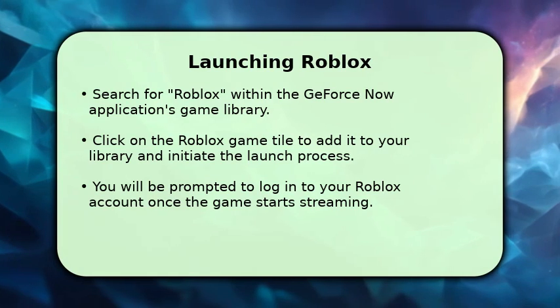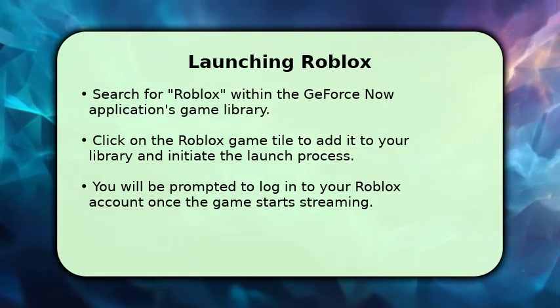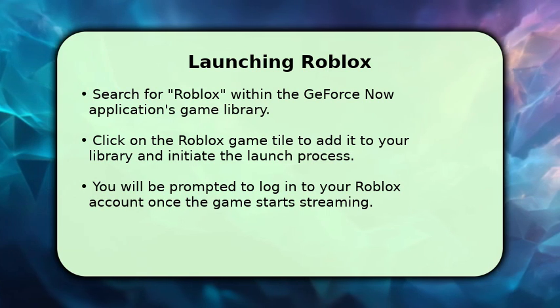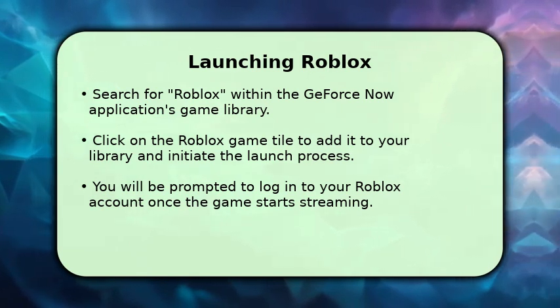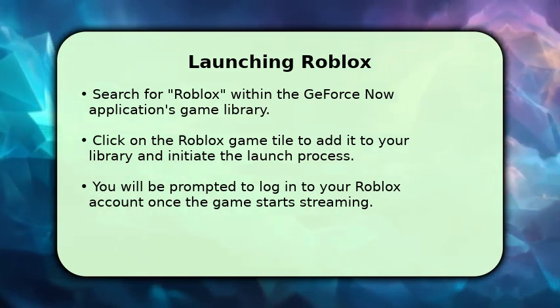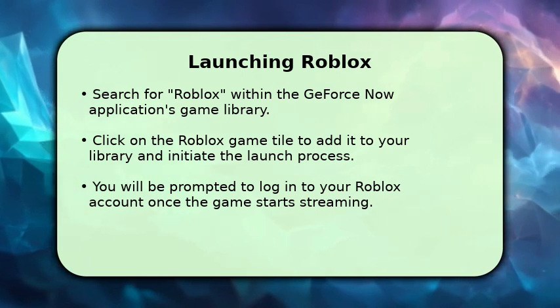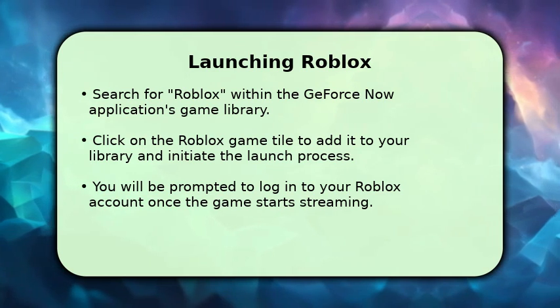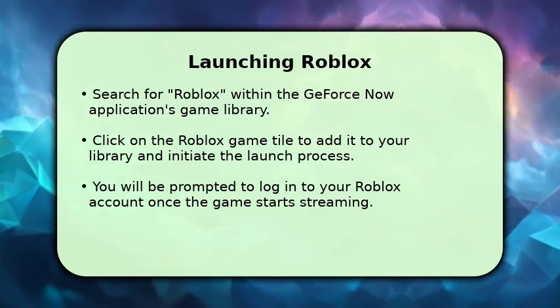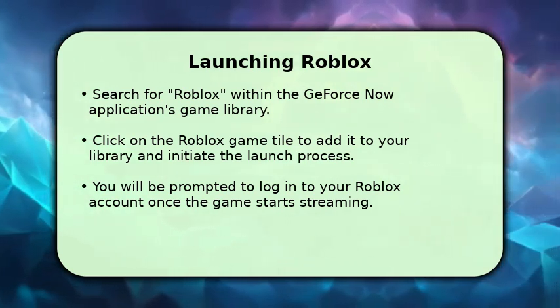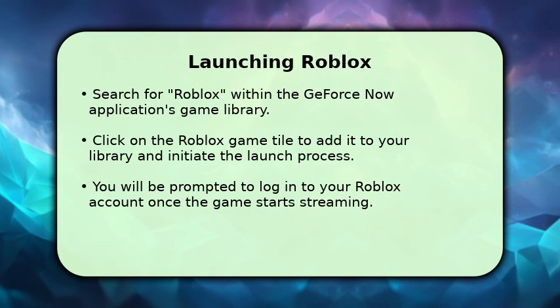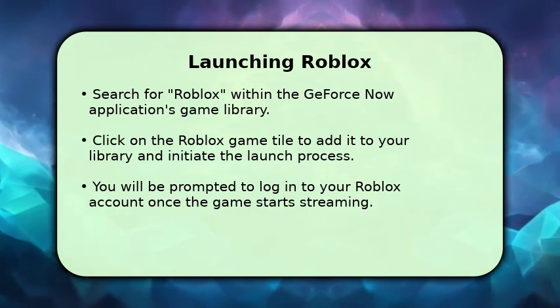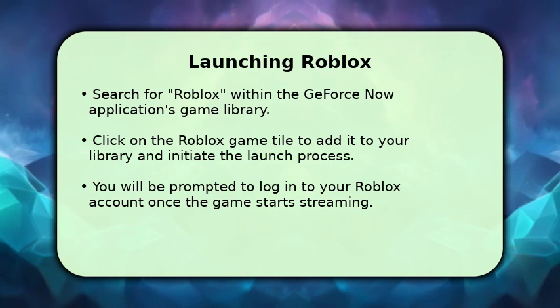With GeForce Now ready, it's time to launch Roblox. Open the GeForce Now application and use the search bar to find Roblox within its extensive game library. Once you locate it, click on the Roblox game tile to add it to your personal library and begin the streaming process. The game will then launch, and you'll be prompted to log in with your existing Roblox account. This allows you to access all your games and progress instantly.